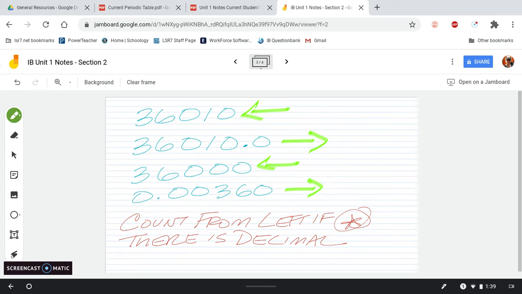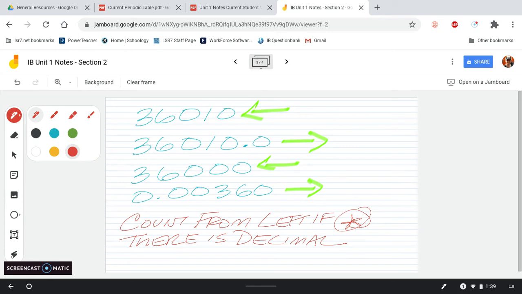So the way the counting works is that when you start counting, you decide which direction to come in from. Decimal left, no decimal right. And then you ignore things that are zeros. And then when you find your first thing that is not a zero, then you're going to go ahead and start counting. So let's flip over to this.